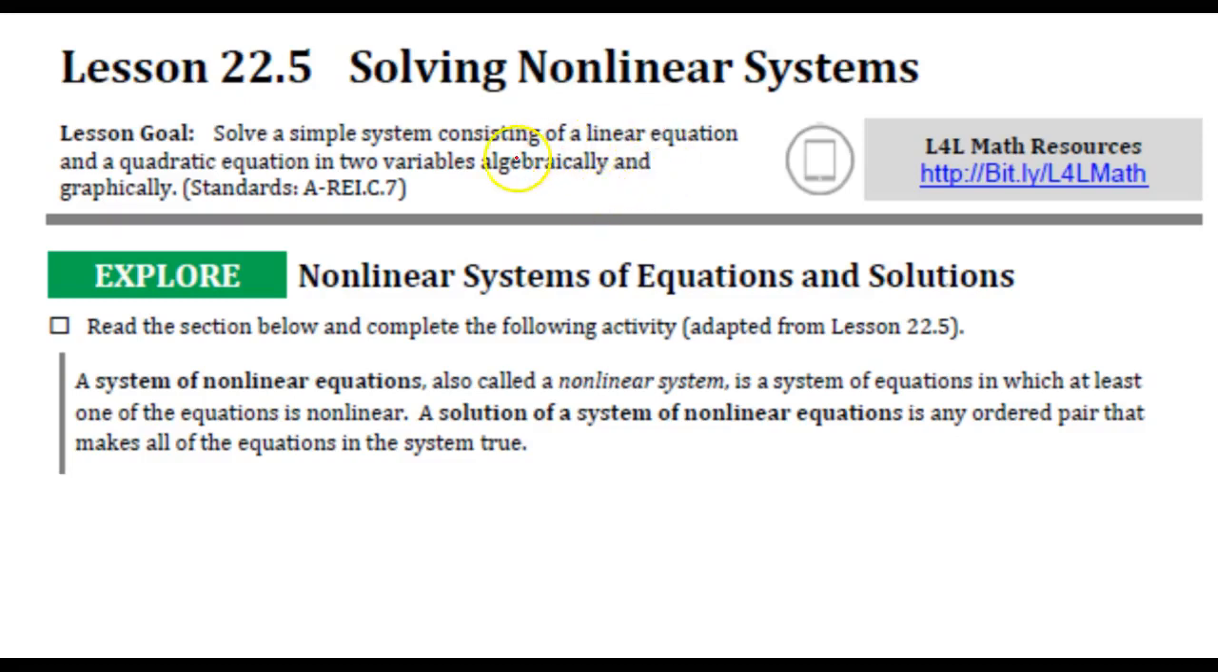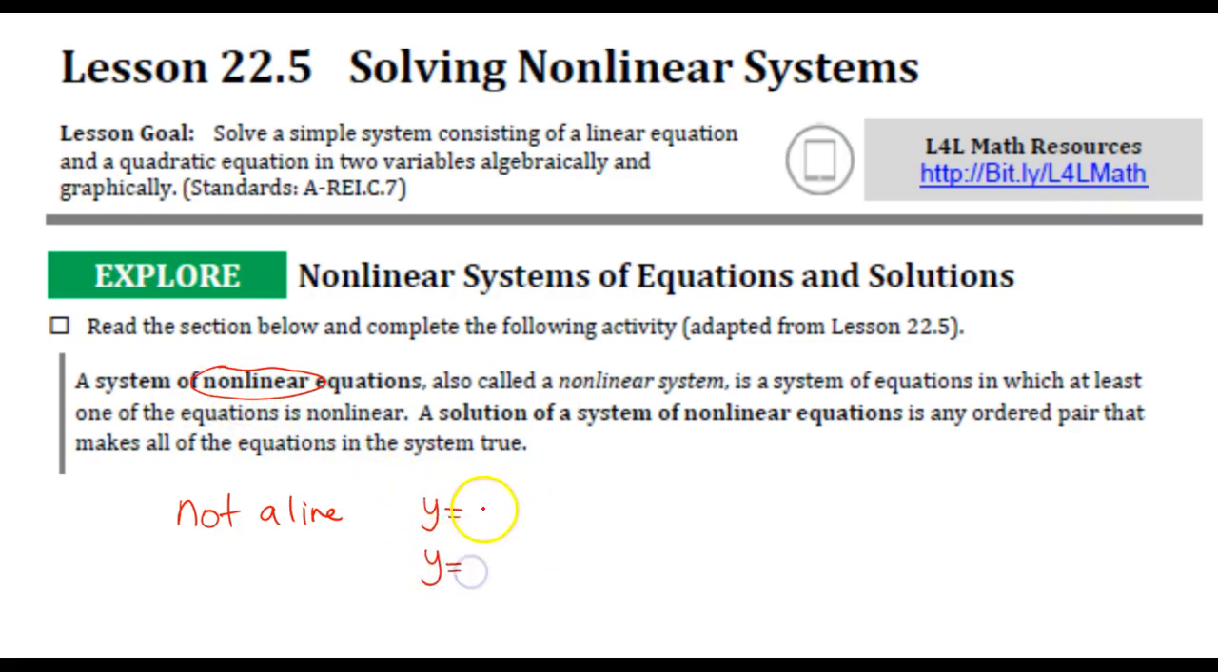All right, welcome back to the first lesson, 22.5, solving nonlinear systems. One of the first things they do in the Explore activities is give us a lot of vocabulary. So it says a system of nonlinear equations. Nonlinear means one of the equations might not be a line, and that is called a nonlinear system. And a system is just two equations.